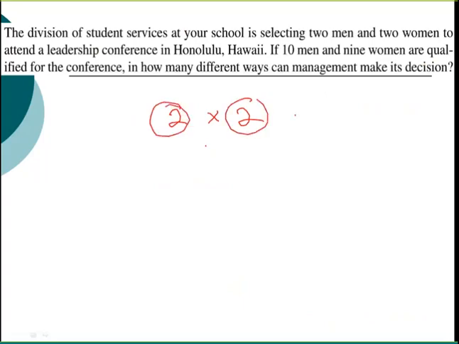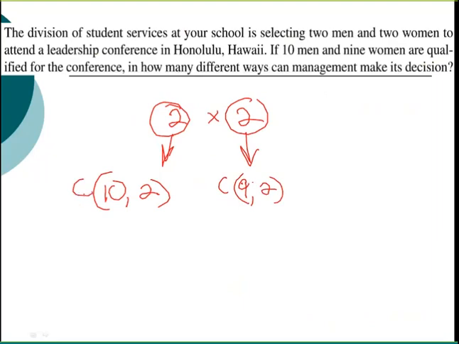But it's not just 2 times 2. It's not just 4 different ways, because for the 2 men there are 10 men to choose from, and you're choosing 2 of them. And then there are 9 different women, and you're choosing 2 of them. So this is a combination, because we're not talking about the order that we're picking, and we don't care about different ways that we can order the people. We're just talking about a group size of 2 men out of the 10 and 2 women out of the 9. So we've got to figure out how many different ways we can group the men, figure out how many different ways we can group the women, and then multiply.